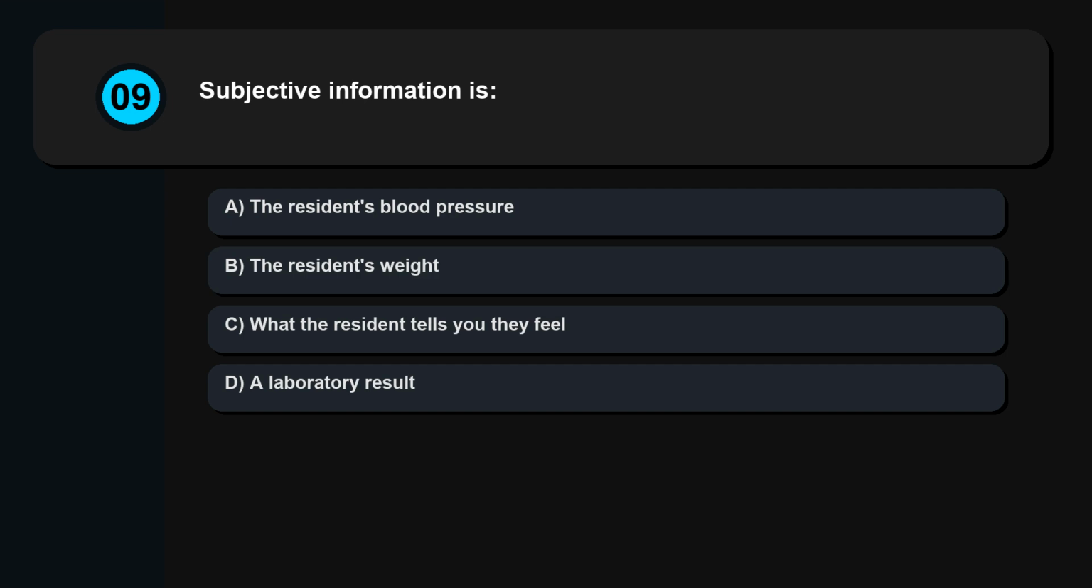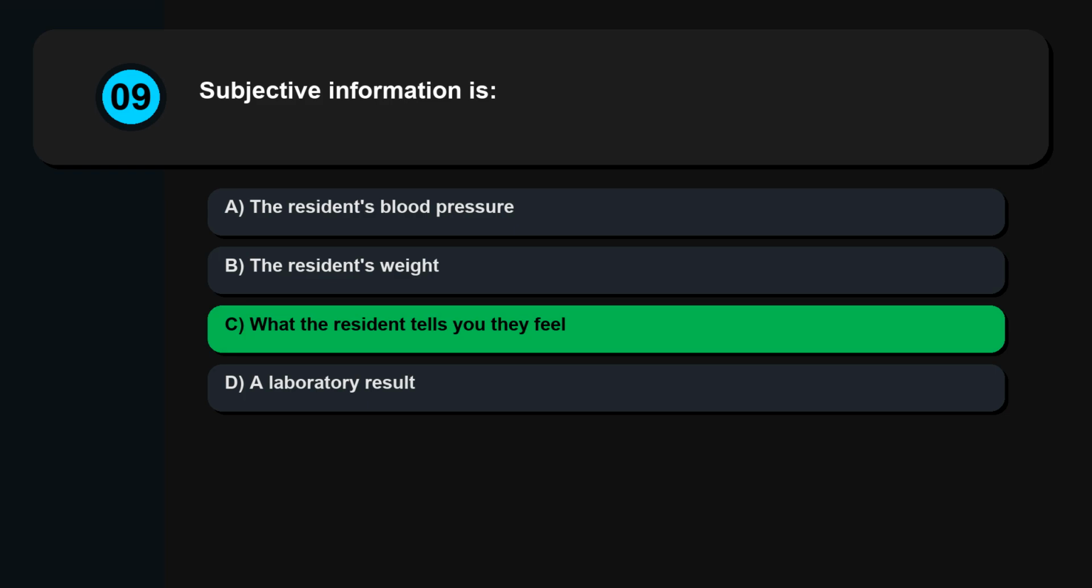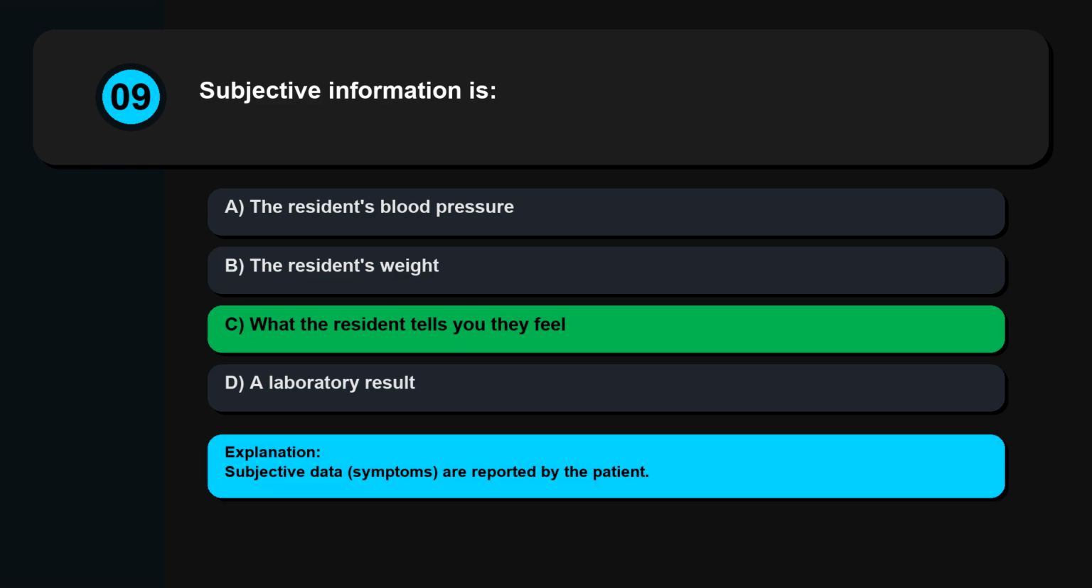Question 9. Subjective information is the resident's blood pressure, the resident's weight, what the resident tells you they feel, a laboratory result. Subjective data, symptoms, are reported by the patient.